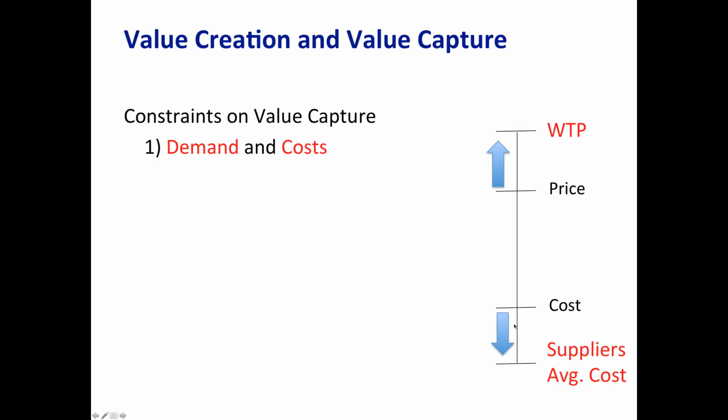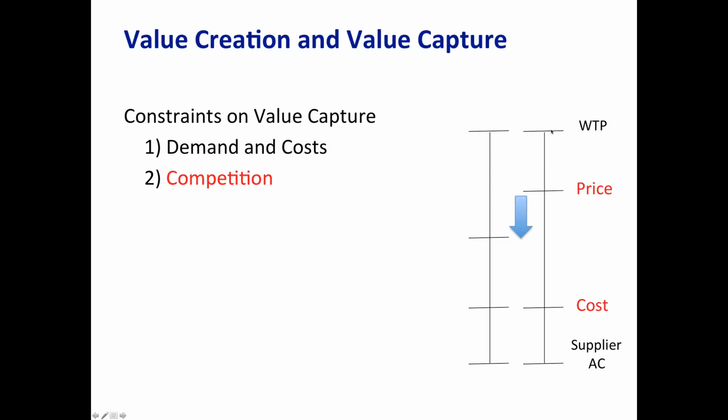Similarly, it may be really good at squeezing its suppliers. It can squeeze costs and squeeze costs. But at some point, the suppliers are going to say, you know what? Selling you a unit below this price implies that I'm losing money on the transaction, so I'm just not going to do it. And so the supplier's average cost puts fundamentally a lower bound on what a firm can get. And so the first fundamental constraint on value capture simply comes from demand and costs. The second comes from competition.